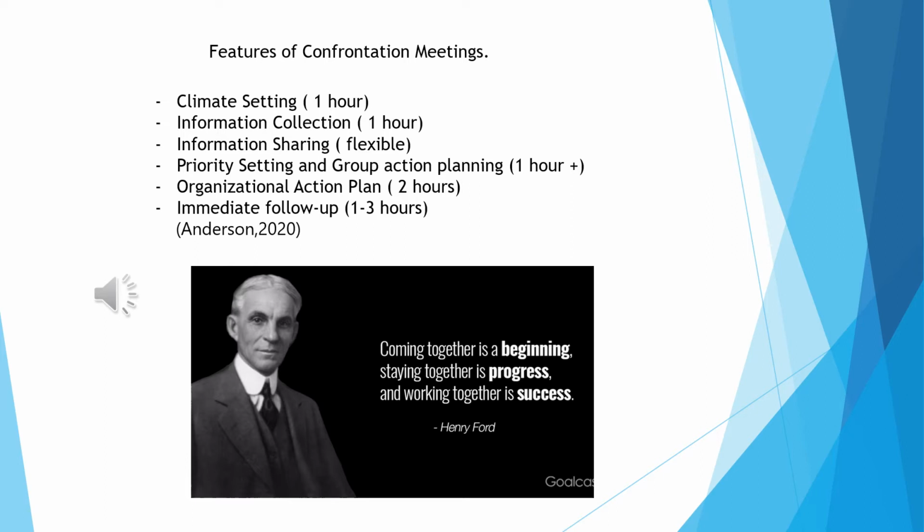An effective confrontation meeting will include at least 2 one-hour sessions a day and will most likely be broken up into multiple days. The different sections of a confrontation meeting and the time you should devote to them are as follows. Climate setting should be about an hour. Information collection, an hour. Information sharing, flexible. Priority setting, group action planning, an hour plus, maybe an hour and a half.